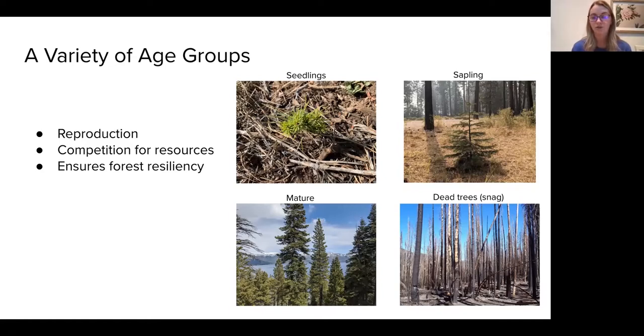When trees drop their cones, that's how they distribute their seeds to grow a seedling, which will then grow into a sapling and then a mature tree. So if we have a forest that's composed of just mature trees, 200 years from now, that forest may not exist because it wasn't reproducing and there are no new trees to take their places once they die. So it's really important that we see all different types of ages within a forest.